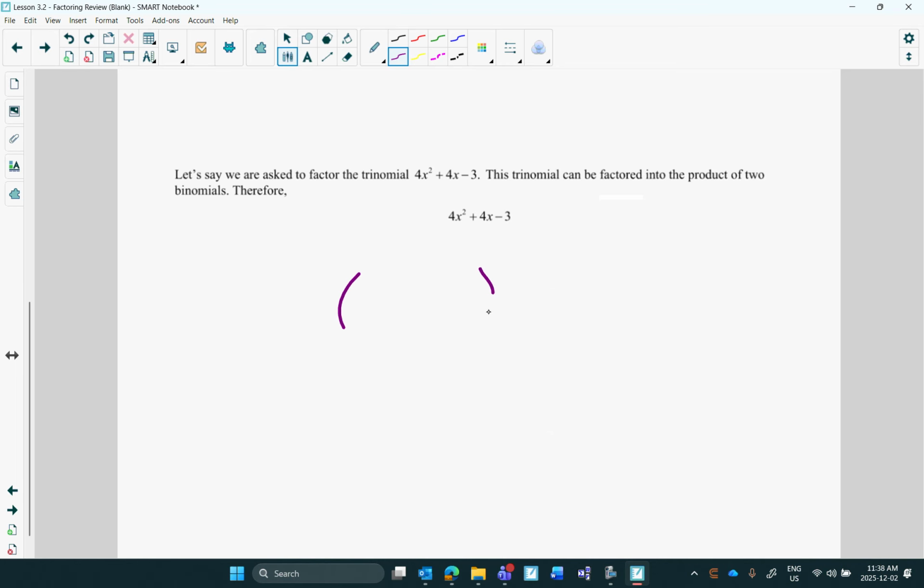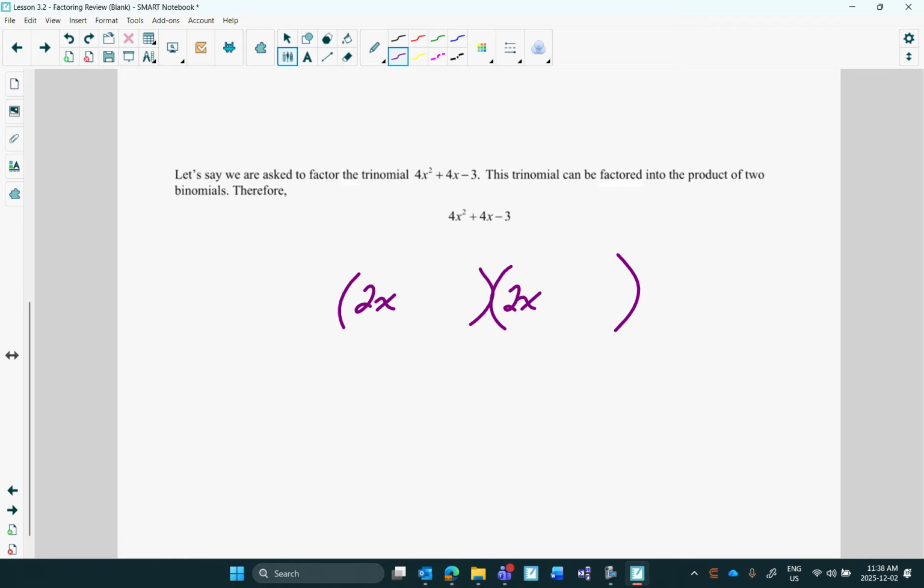This next one, well, now I got a choice for the first two, because there's two pairs that could multiply to get 4x squared. 2x times 2x, and 4x times x. Do you remember what I said to try first? Try the ones that are closer to each other. So try the 2x and 2x first, because a lot of the time, that's going to be the one that works.